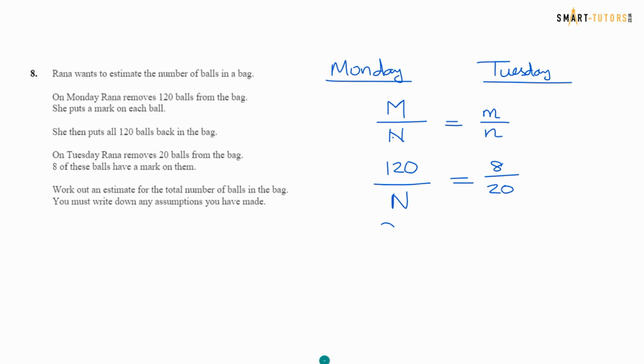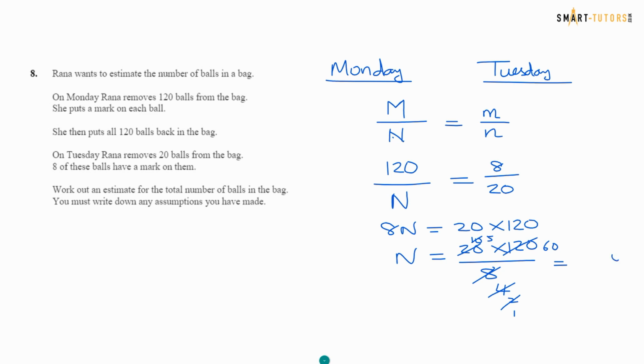If you do the cross multiplication, 8 times N equals 20 times 120. So N equals 20 times 120 divided by 8. You can cancel 4 and 10, and 2 and 5, then 60 and 5. 60 times 5 is 300. So the total number of balls in the bag is N equals 300.